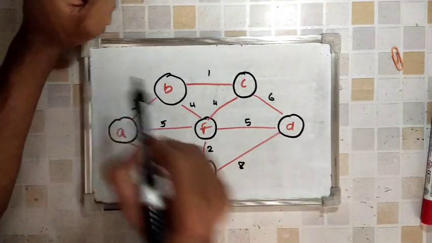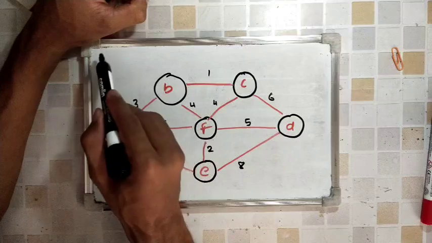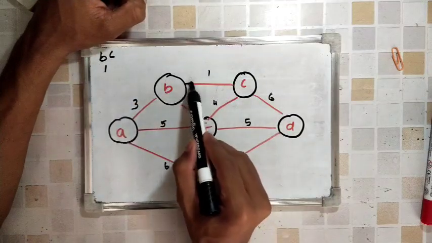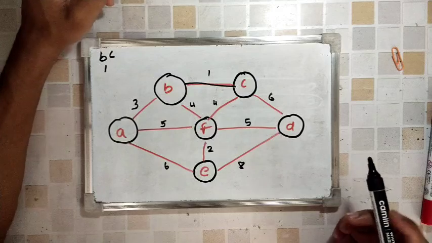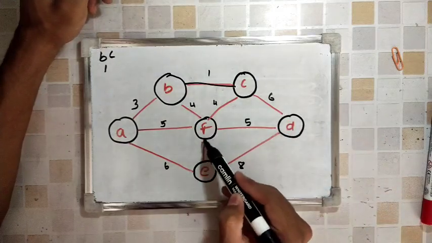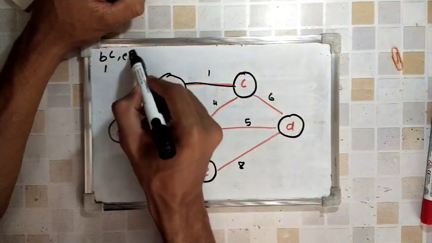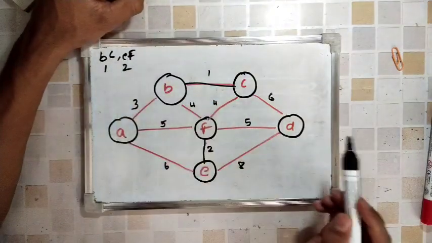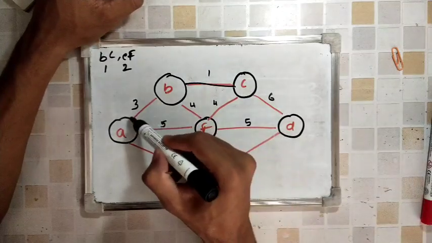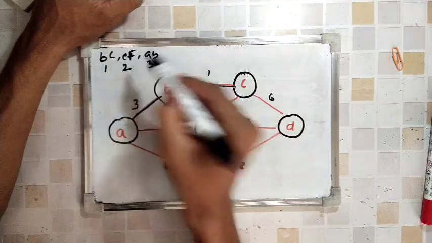Let me write it down. First, the minimum edge is 1. What is the edge? B to C. So it will write BC, and write down 1. That's done. The second minimum cost edge is EF, which is 2. We will go according to alphabetical order. Then the third edge, no, 2 is not repeating, so 3. A to B is 3.